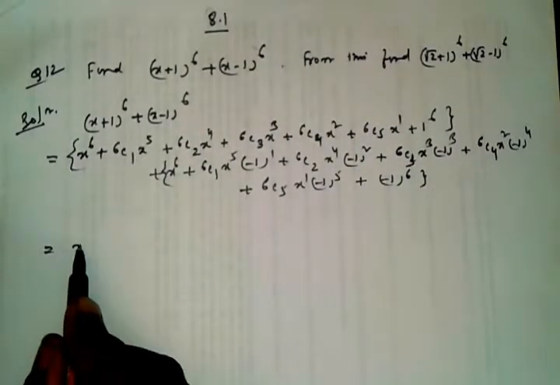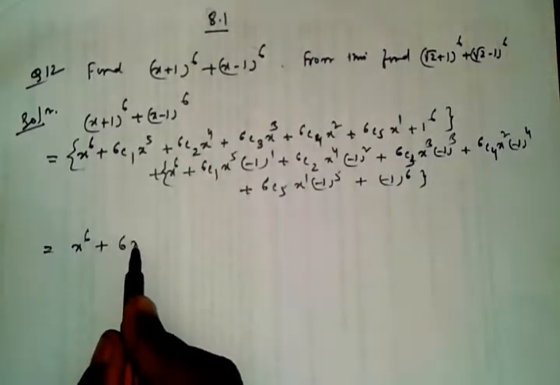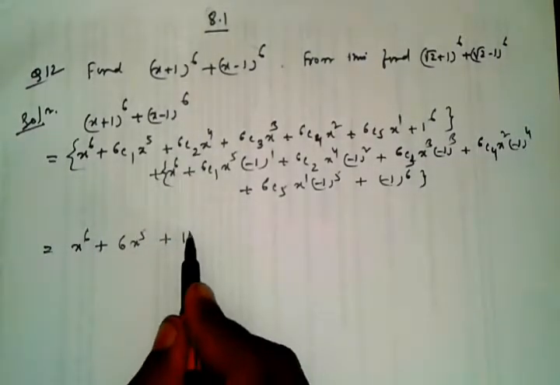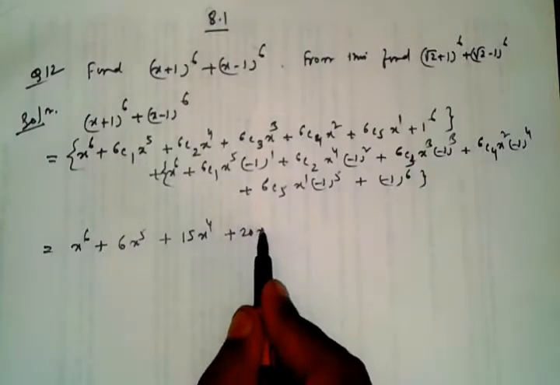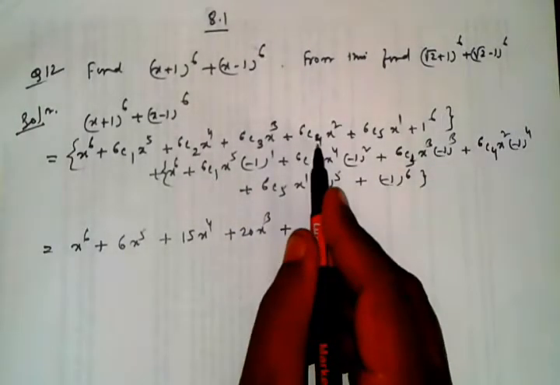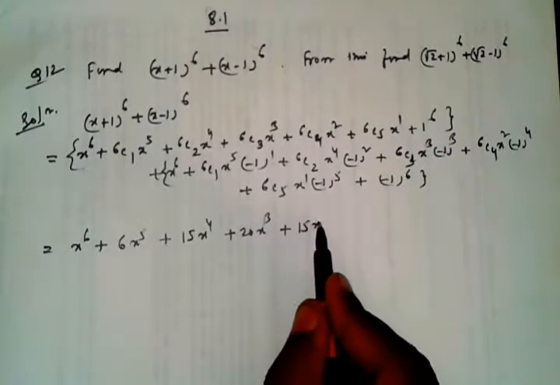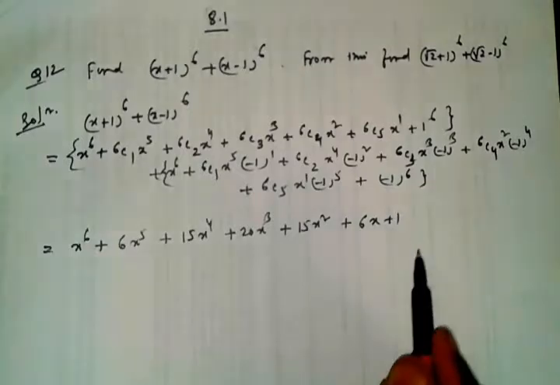Now x to the power 6 means x to the power 6. 6C1 means 6 x to the power 5. 6C2 is 15 x to the power 4. 6C3 is 20 x cubed. 6C4 is the same as 6C2, therefore it is 15. 6C5 means 6, and then 1.